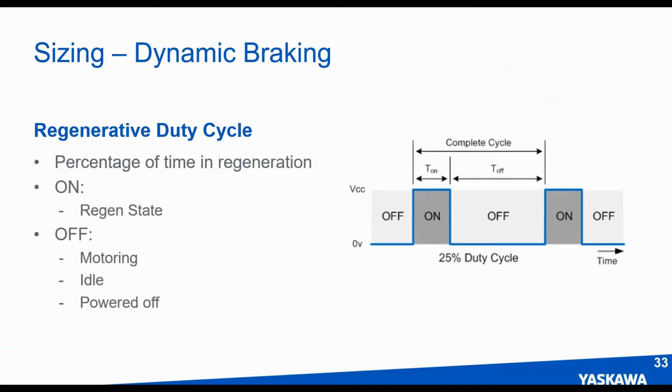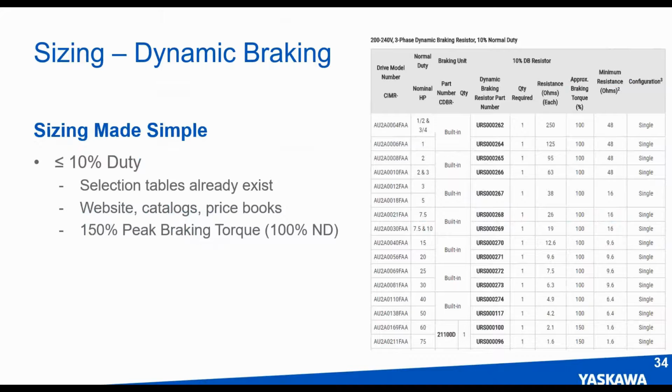Braking resistor selection is all based on regenerative duty cycle. The duty cycle is essentially the amount of time the motor is in regen versus the time it is not. This is represented as the on and off times in the above chart. On is when the motor is in regen, and as you can see, off can be idle, powered down, or motoring. Basically anything but regen. 90% of all regen applications have low duty cycles, essentially 10% or less of the overall cycle. 10% duty cycle or less is what I'm trying to say.